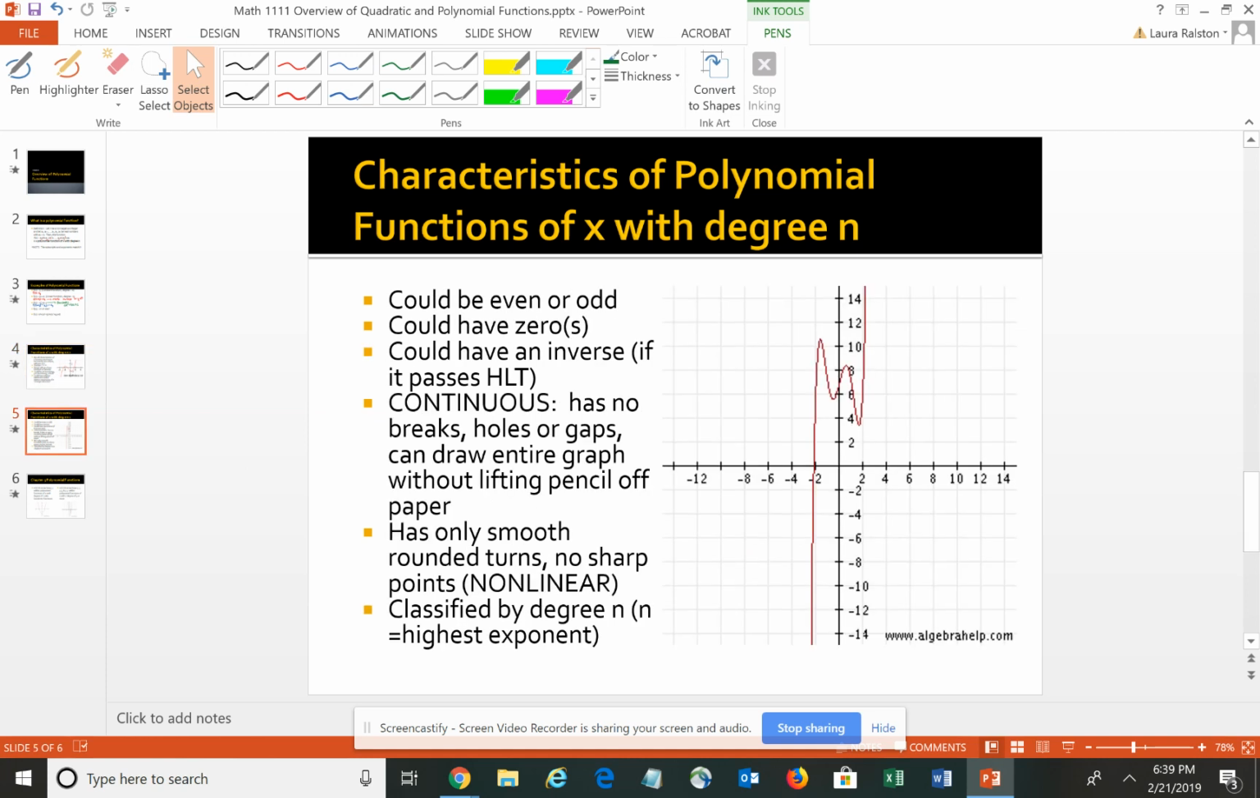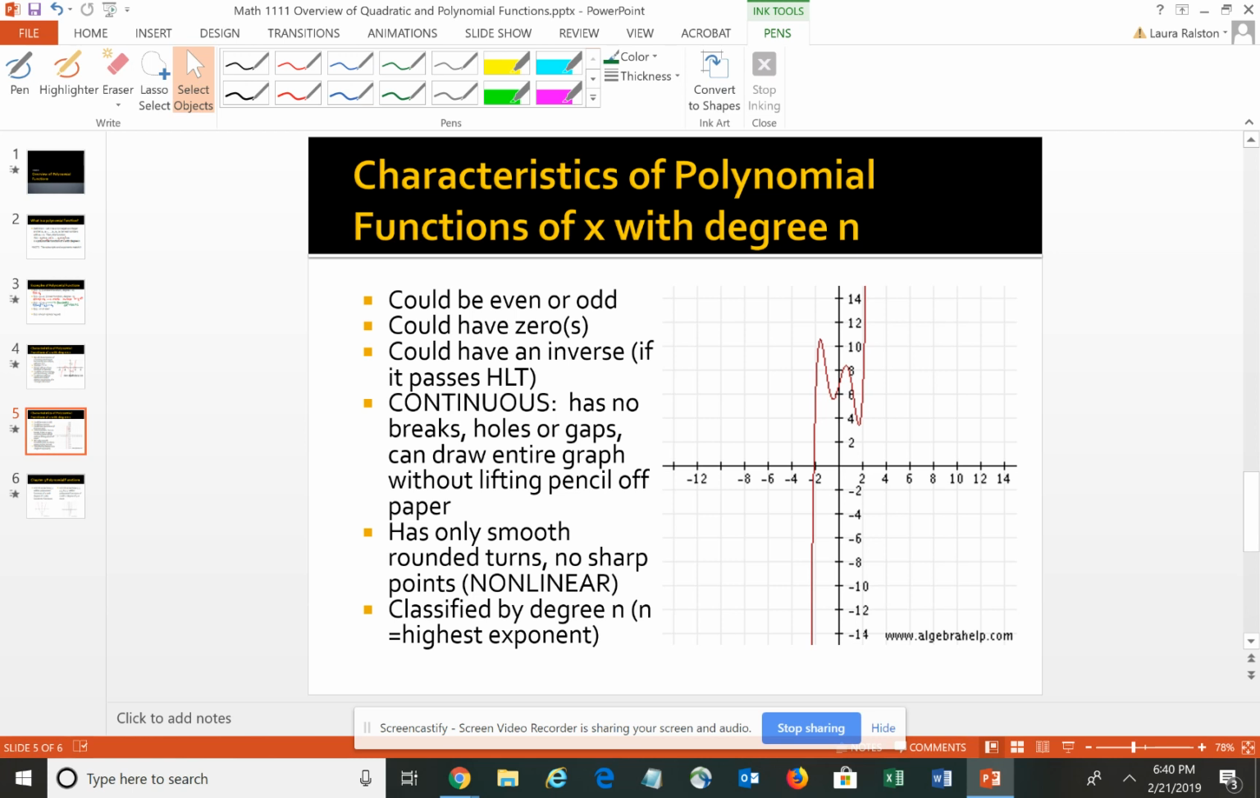The function itself could be even or odd, meaning it could be symmetric to the y-axis or symmetric to the origin. You could have zeros where you cross the x-axis. Not many, but some polynomial functions do have an inverse because they'll pass the horizontal line test. Polynomial functions are continuous, meaning that you can draw the entire picture without lifting your pencil off the paper. It is a curve, so you have smooth, rounded turns and no sharp points.